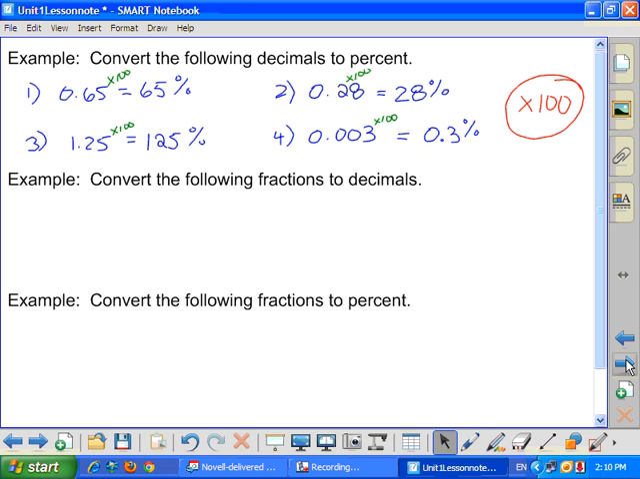All right. What if I want to convert fractions to decimals? So I'll just do 3 examples here. Let's go with 2/5, 3/7, and 4/9. How do we convert fractions to decimals? It's numerator divided by denominator.